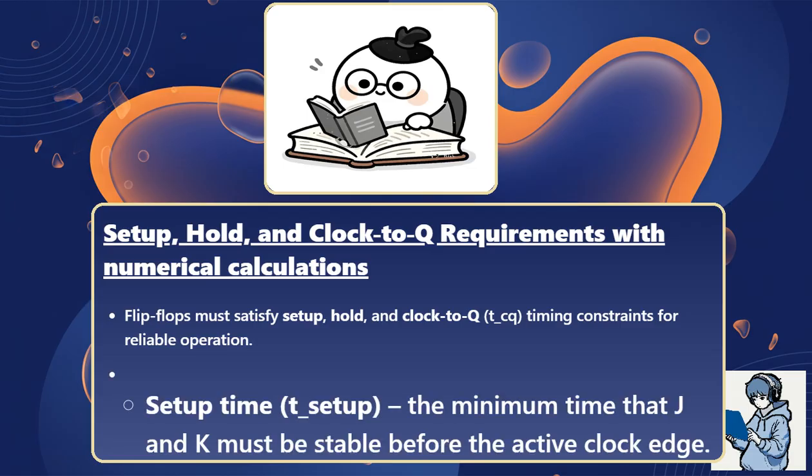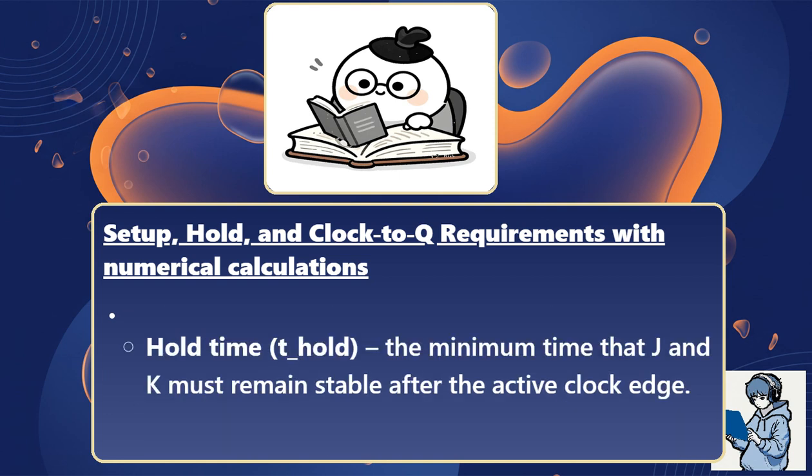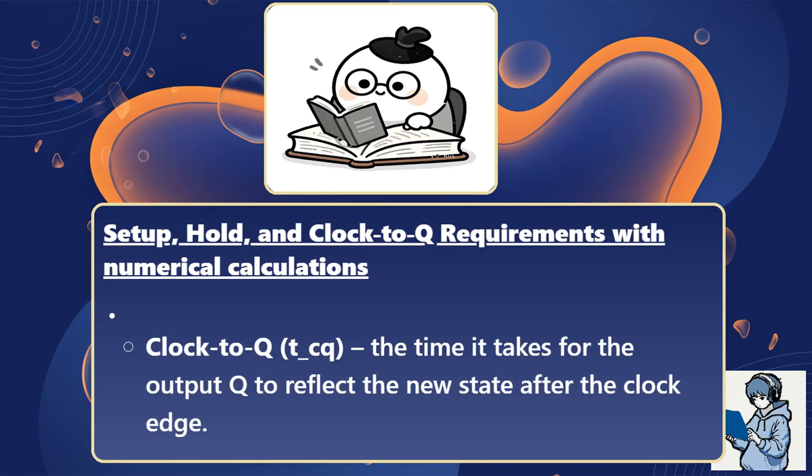Setup time, T setup: the minimum time that J and K must be stable before the active clock edge. Hold time, T hold: the minimum time that J and K must remain stable after the active clock edge. Clock to Q, TCQ: the time it takes for the output Q to reflect the new state after the clock edge.